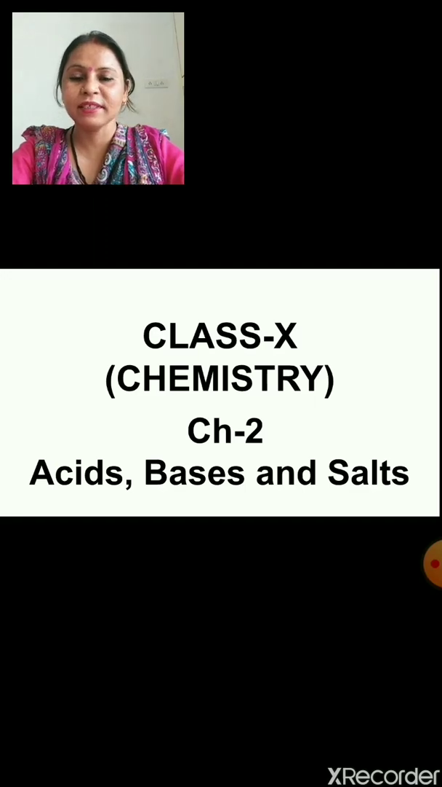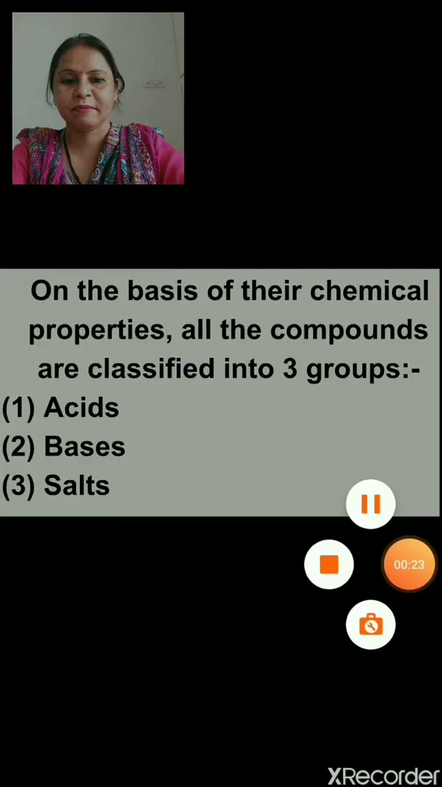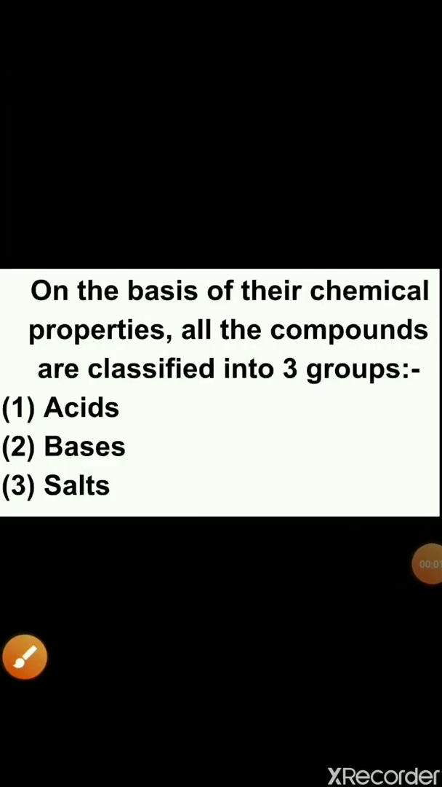Let's start our new chapter in chemistry, that is acids, bases and salts. On the basis of chemical properties, we can classify compounds into three groups: acids, bases and salts.